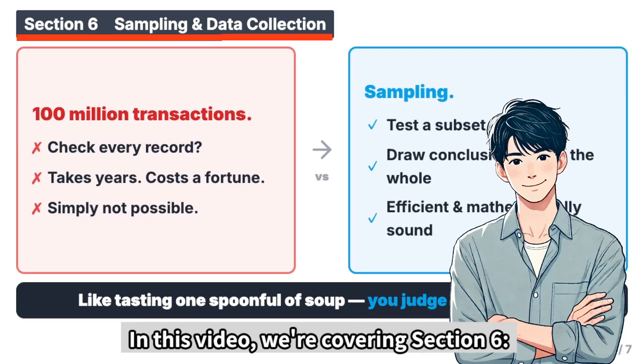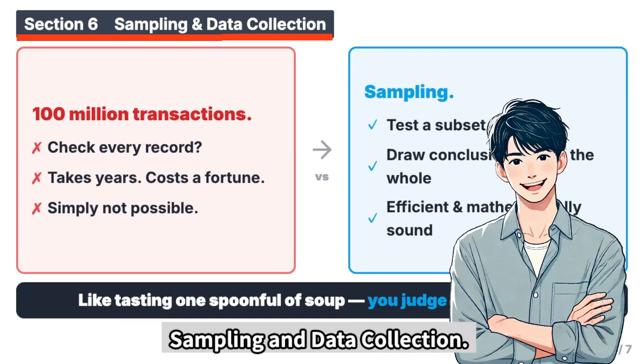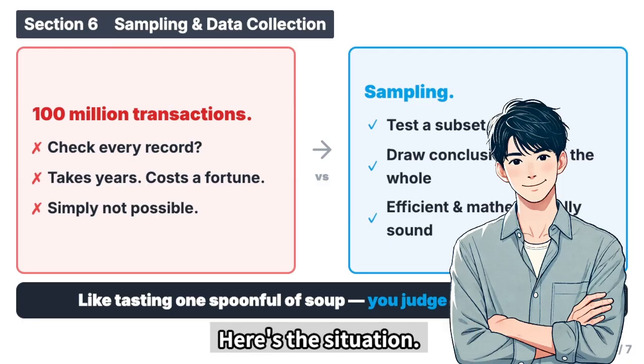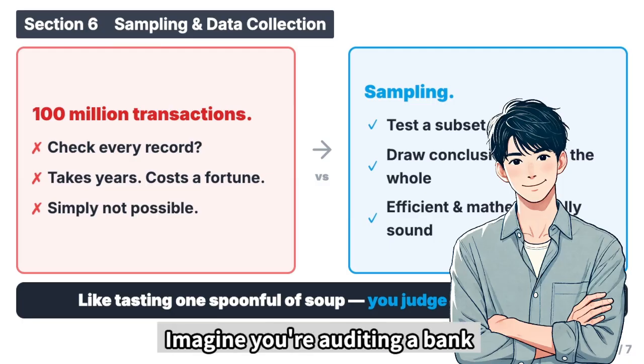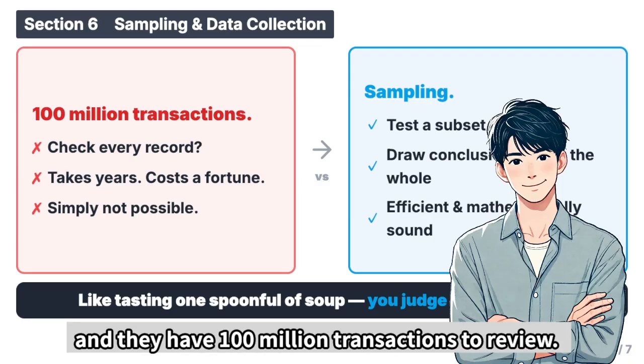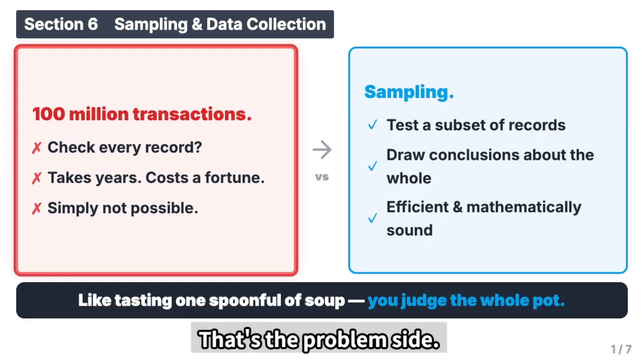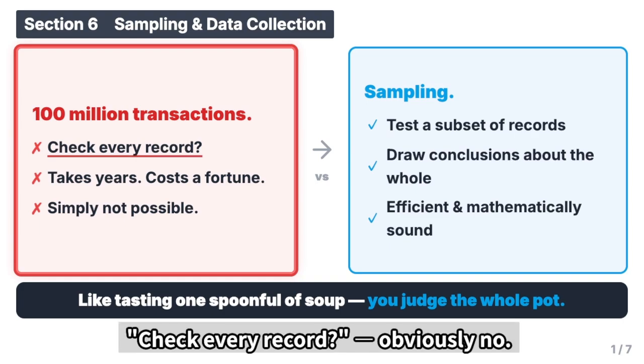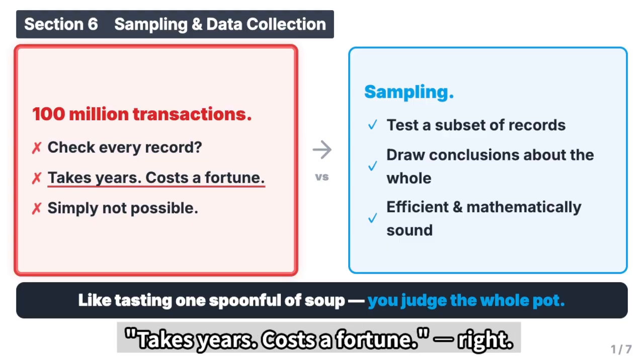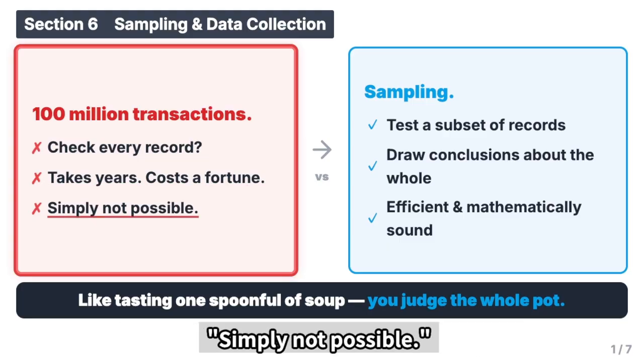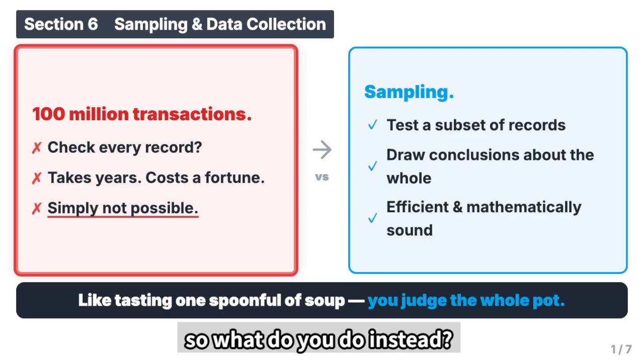In this video, we are covering Section 6, Sampling and Data Collection. Here's the situation. Imagine you are auditing a bank, and they have 100 million transactions to review. You have 3 weeks. That's the problem side. Checking every single record would take years. The cost would be enormous. It's simply not possible. So what do you do instead?